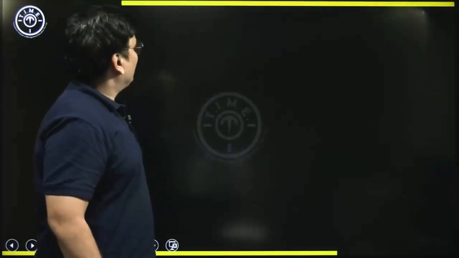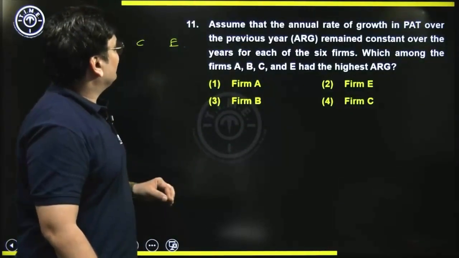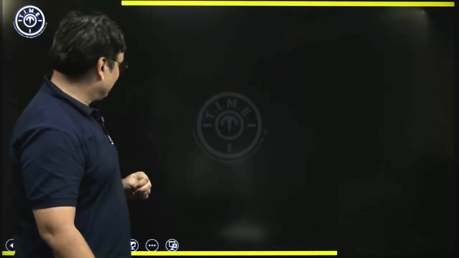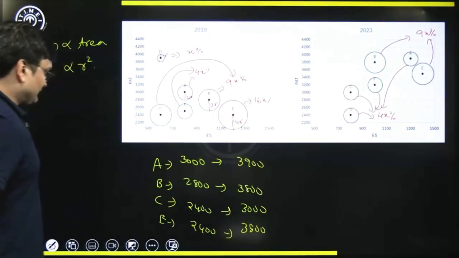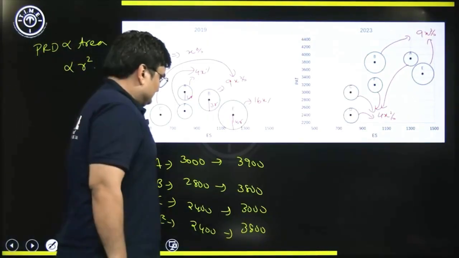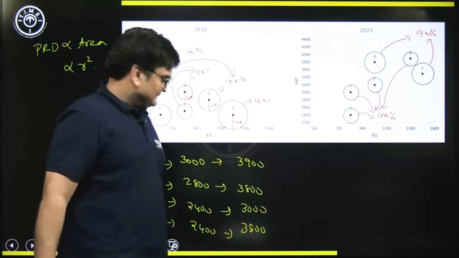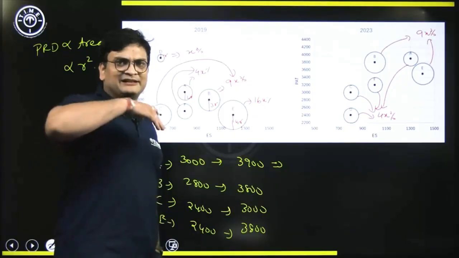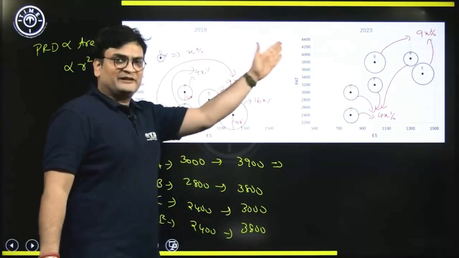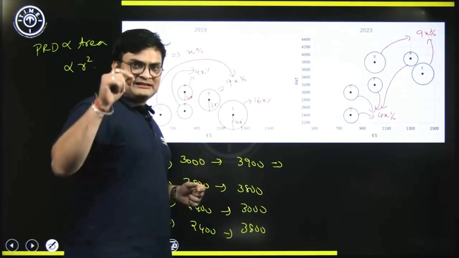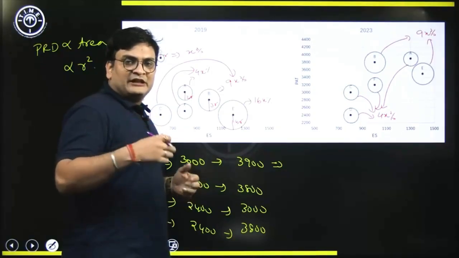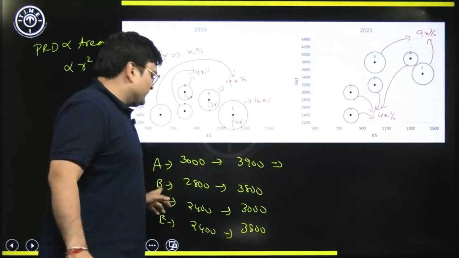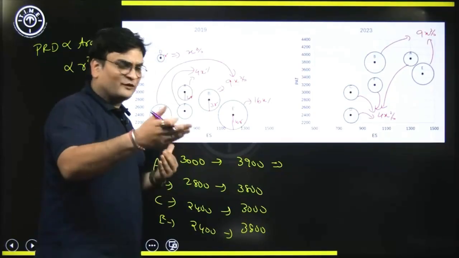So these are the values for PAT. Now what is he asking us? He is asking which firm had the highest ARG. So let's check. Let's calculate the overall increase from 2019 to 2023, because since each year's rate is constant, if the overall growth for A is higher than that for B, the yearly growth will also be higher than that of B. So let's compare the overall growth only.